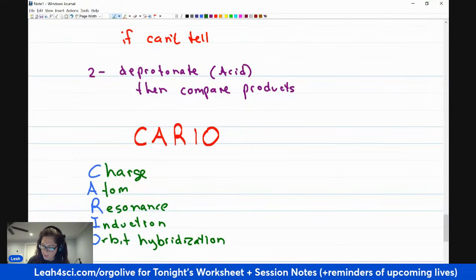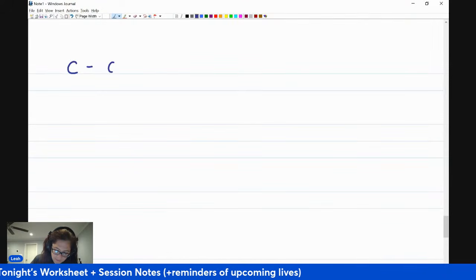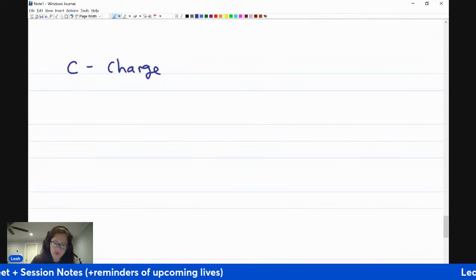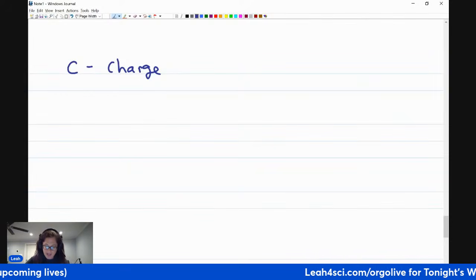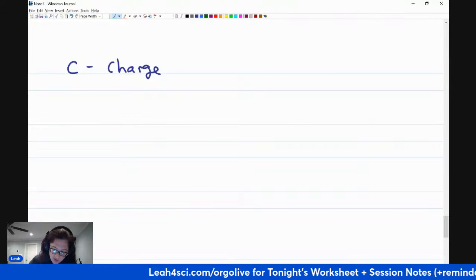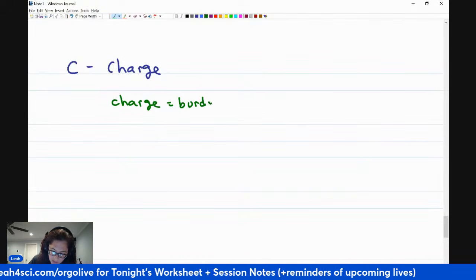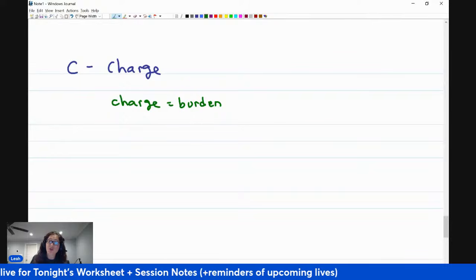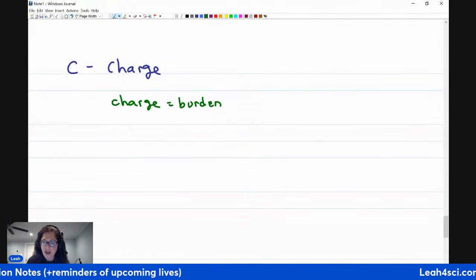So let's jump into the first one, and that is C, which stands for charge. The easiest way to identify if something is strong or weak is simply to look at charge. Charge is a burden. Molecules do not want to carry a charge. They want to be neutral. They don't want to carry that kind of burden.